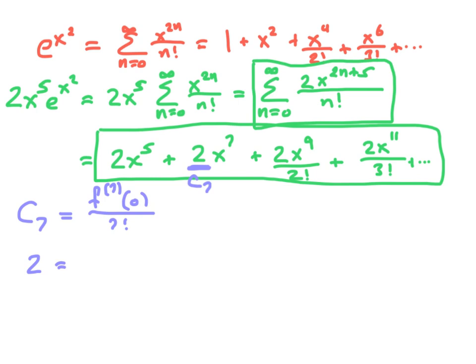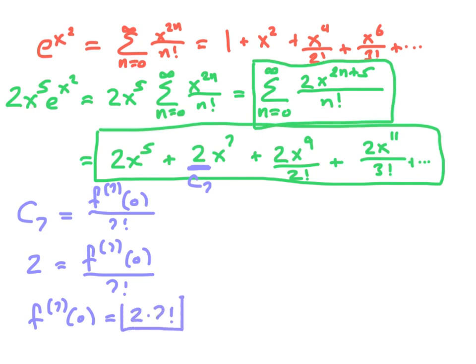And so we have 2 is going to equal the 7th derivative of f evaluated at 0 divided by 7 factorial. And so we want the 7th derivative of f at 0, and we can find that by simply multiplying by 7 factorial. And so this derivative will be given by 2 times 7 factorial, which is a perfectly fine number to use for an answer to something like this. So here, the 7th derivative of f evaluated at 0 is 2 times 7 factorial.